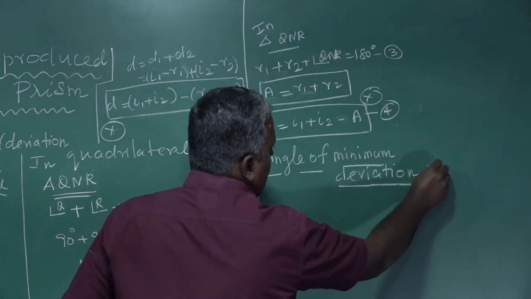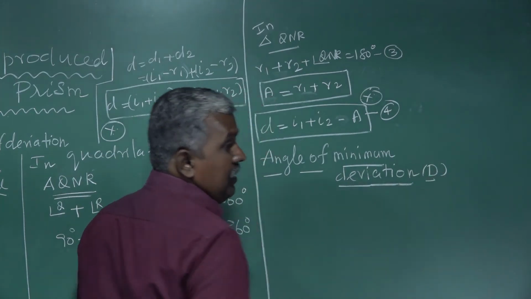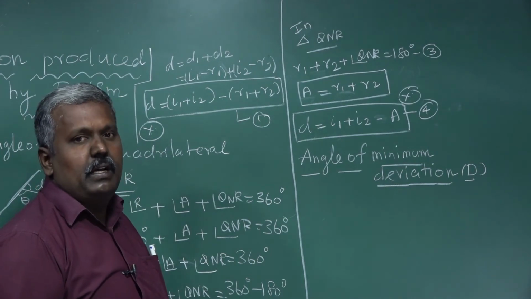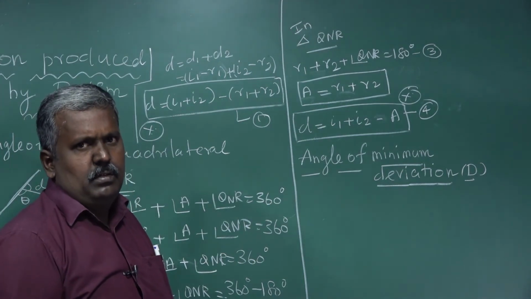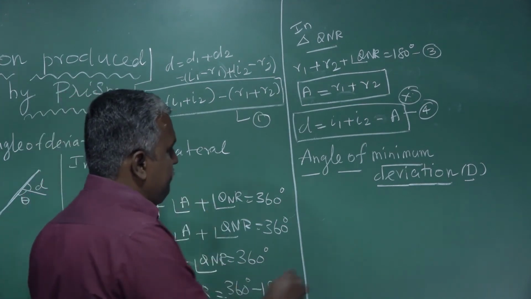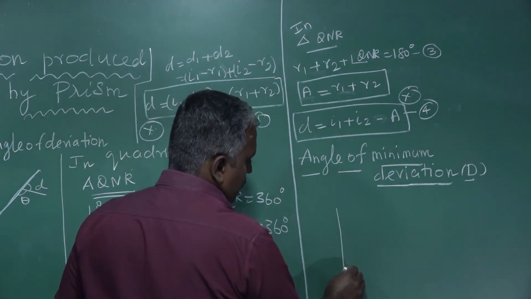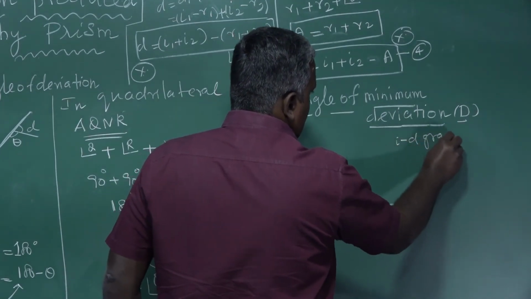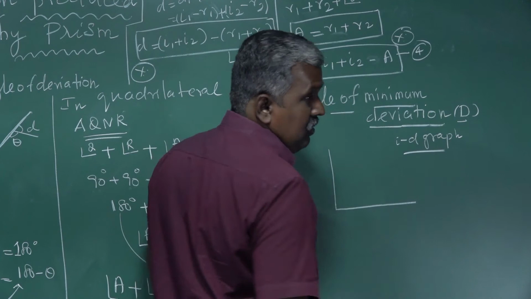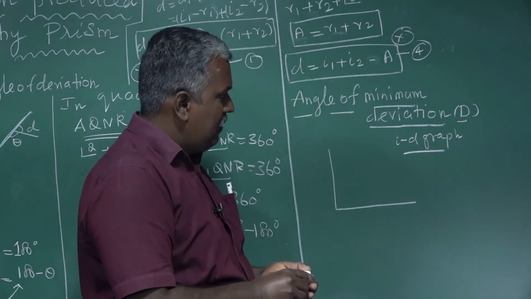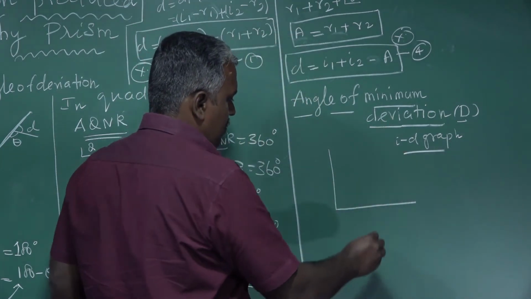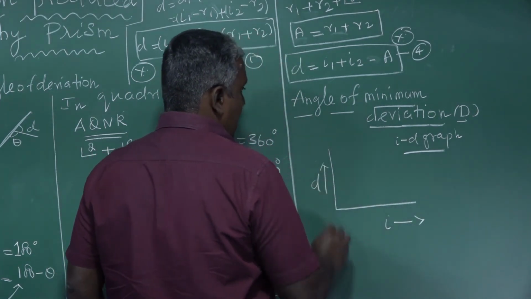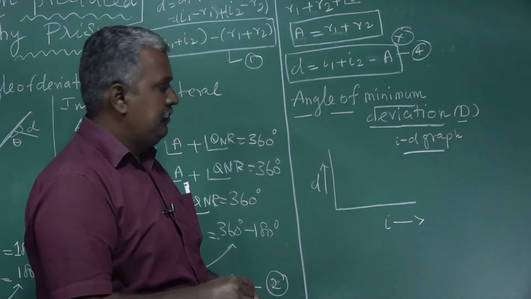Angle of minimum deviation, that is called capital D. Keep in mind, listen. This is the i-d graph. What is I? Angle of incidence. Very good. What is D? Angle of deviation. Very good.